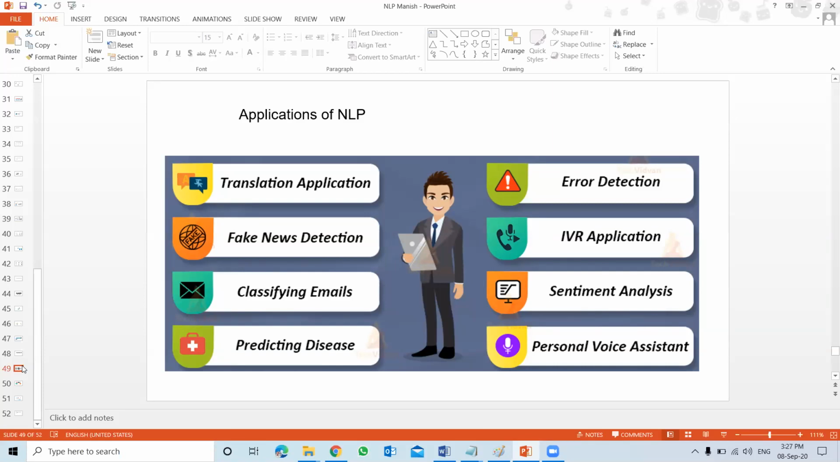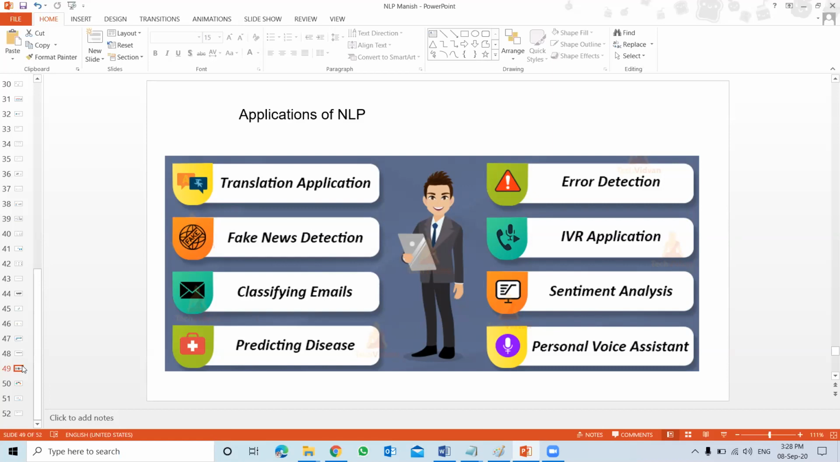Predicting the disease. What type of disease do you have? Guys, for COVID-19, the government is saying that if somebody has these types of symptoms, such as cough or some problem in breathing, probably they have COVID-19. But again, that is not always true. Somebody who has some other type of disease may also get the same symptoms. So here we can make a very good model with the help of these techniques. Then there are error detection, IVR applications, sentiment analysis, and personal voice assistants.